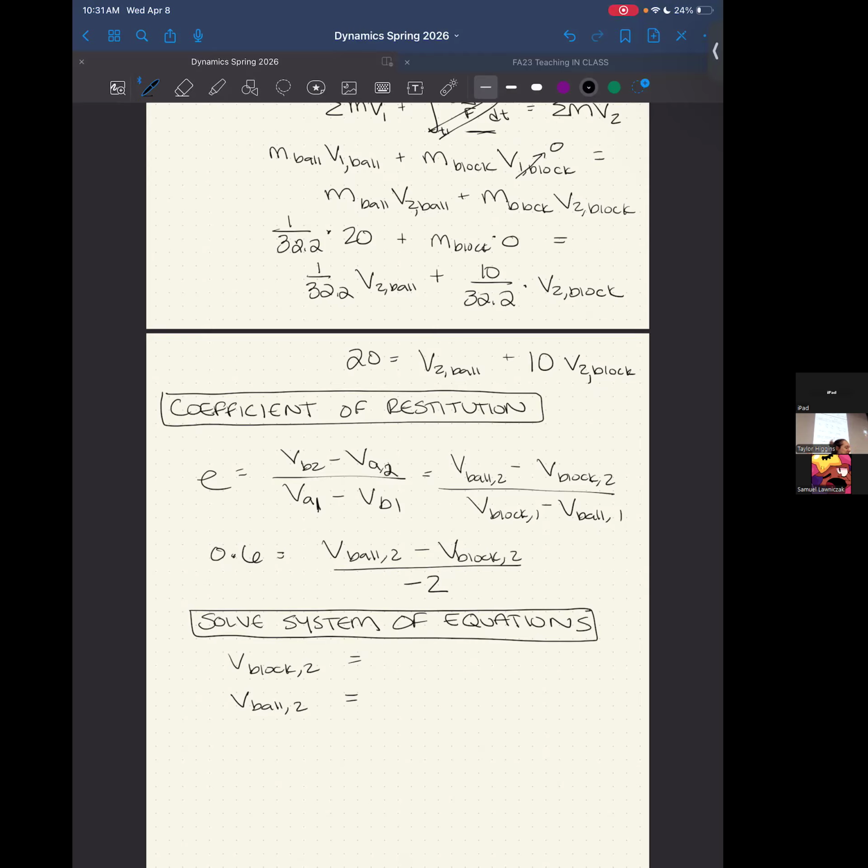Okay, what'd you get for your velocities? Negative 9.09 for the ball and 2.91. Very good.